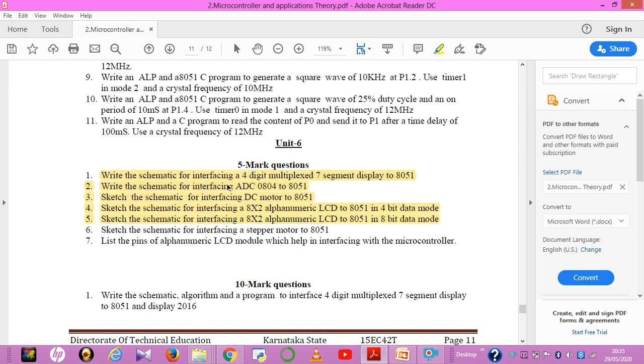Write a schematic for interfacing a 4-digit multiplexed 7-segment display to 8051. Write a schematic for interfacing ADC 0804 to 8051. Sketch the schematic for interfacing DC motor to 8051. Sketch the schematic for interfacing 8x2 alphanumeric LCD to 8051 in 4-bit as well as 8-bit mode. And one more, sketch the schematic for interfacing a stepper motor to 8051. Here they will ask only schematic diagrams and the theoretical part.